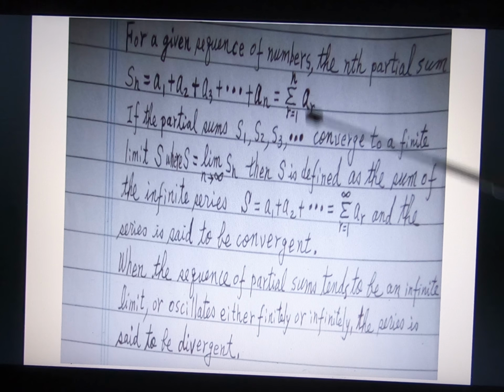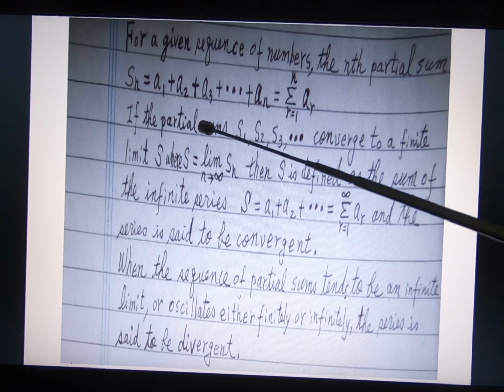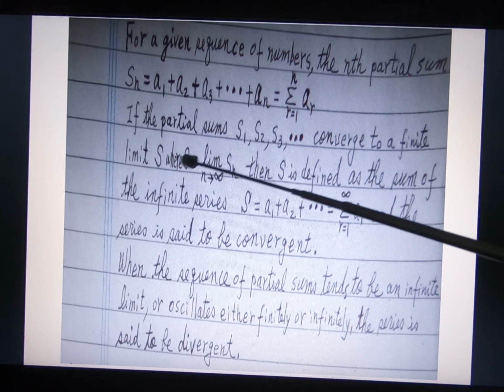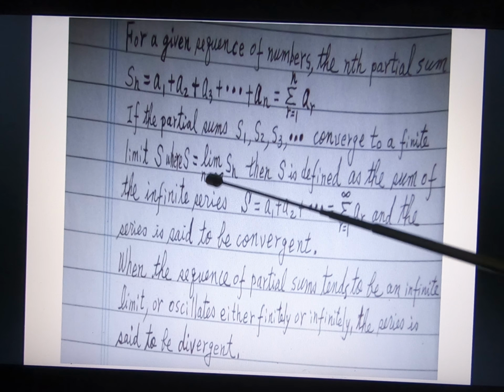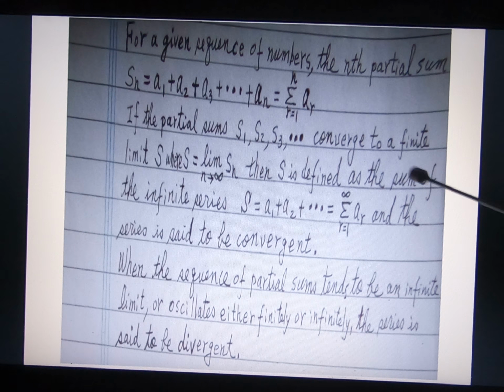of the infinity series by doing the partial sum, and taking the limit as n goes to infinity. This is how you find the sum of an infinity series.